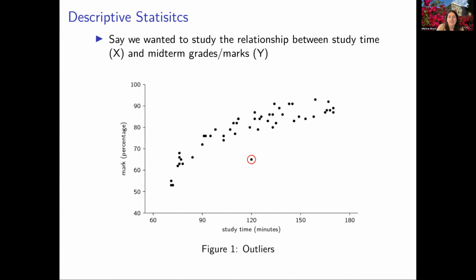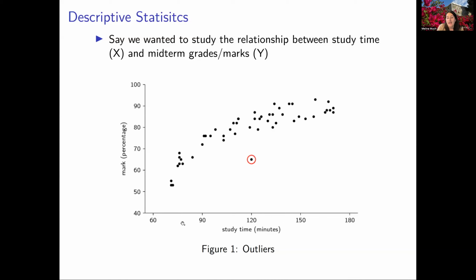So say we wanted to study the relationship between study time, which is on our x-axis. This is our independent variable, and our y-axis, which is going to be seeing if it's related to midterm marks or grades. And so just on a descriptive level, we're plotting our data, getting a sense. One of the ways that you could start to summarize what's happening in your data is through this tool of visualization. So we'll learn how to do this moving forward.